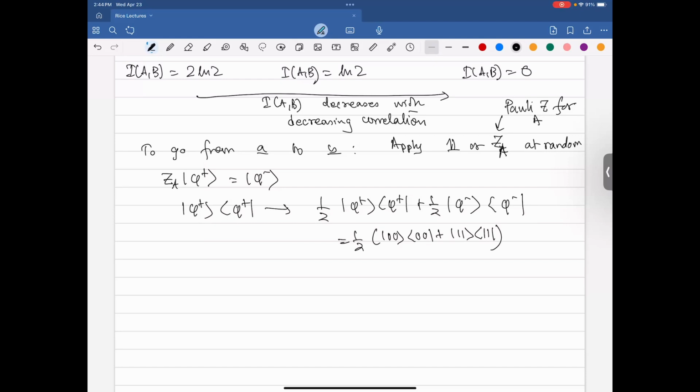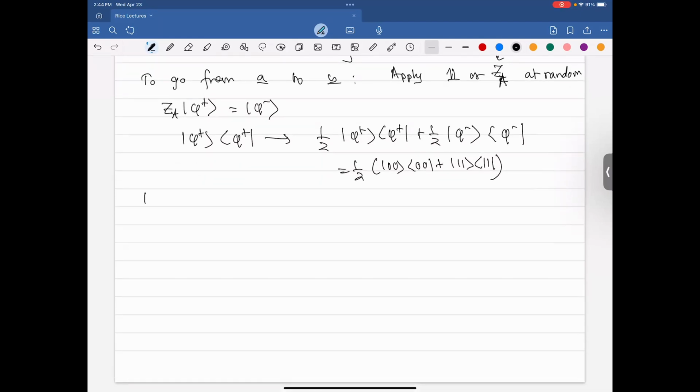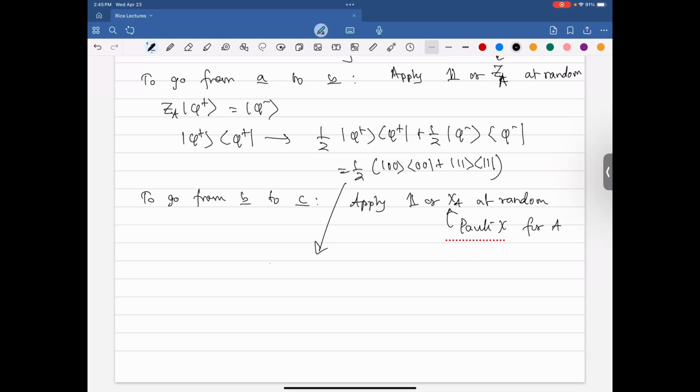And so if you go now one step further, if you wanted to go from B to C, you just need to play the same game, but now apply identity or X_A at random. And this X_A is the Pauli X for A. I will not work it out, but you can see that this will lead to just a maximally mixed state. So again, here this choice of one bit and one bit here. Those are the two bits that you erased.